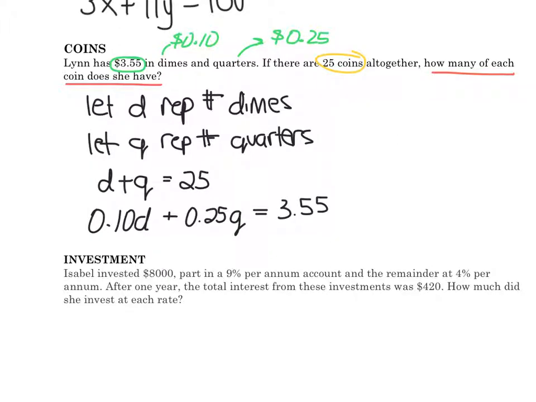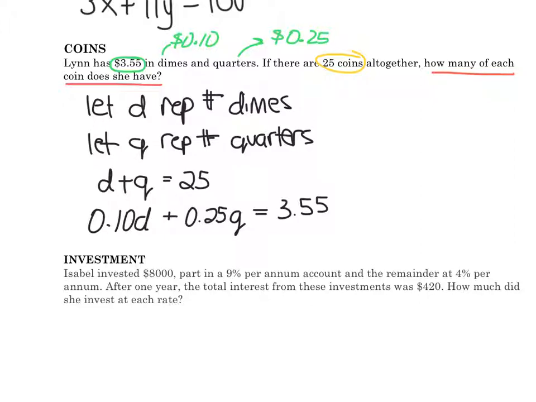$3.55. Do not multiply this 3.55 by 25. I've seen that before. That doesn't make sense, because not each coin is worth $3.55. $3.55 is the total value of all of Lynn's coins. And again, from here you can continue solving with whatever method you prefer. Some people might also convert all the dollars to cents, so 10d plus 25q equals 355 is also a good enough equation that you can use.